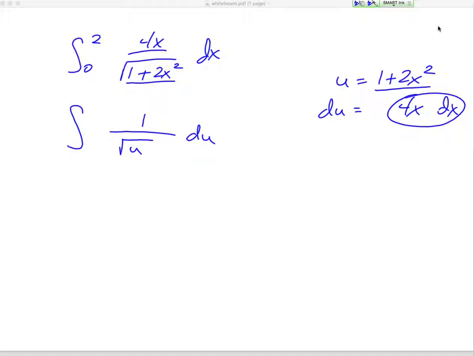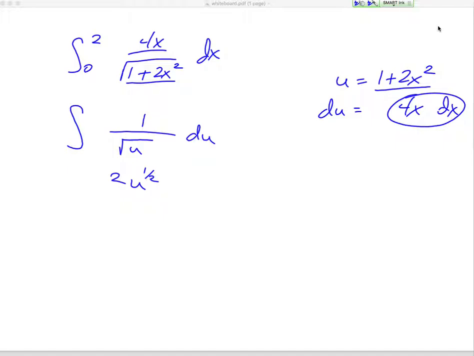So, questions on what we did there? Now I went from a composite, I turned it into a non-composite, which we should be efficient at integrating. So what do I want to think of this as? U to the negative 1/2. So if I integrate u to the negative 1/2, I get u to the 1/2, divided by 1/2, which is times 2.